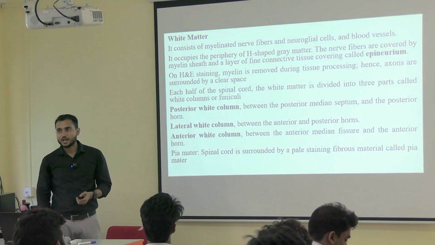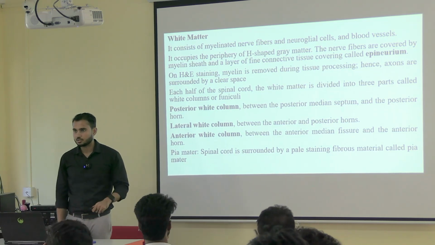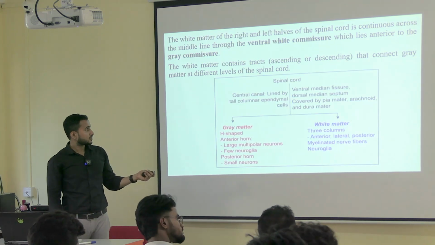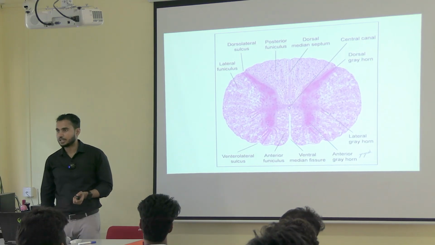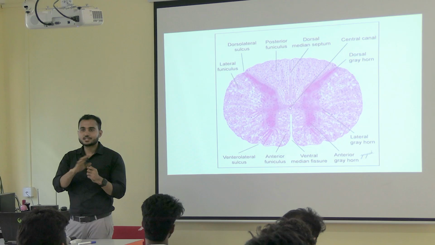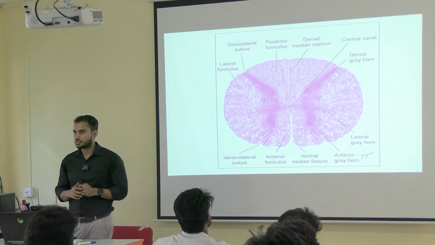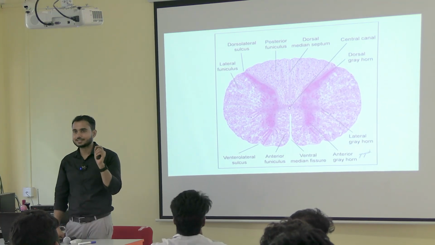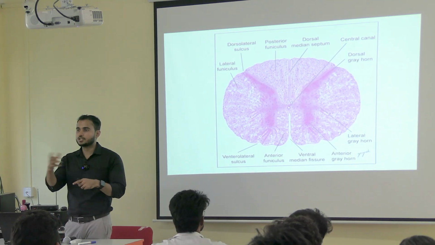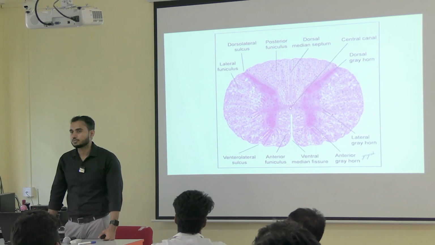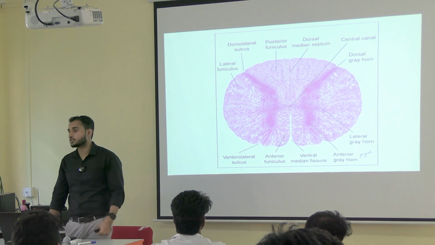Next, in the white matter, as you can see, there are the posterior white column, lateral white column, and anterior white column, which we have already discussed. Now the question is, histologically, whenever you see the slide under the microscope, whatever we have discussed is okay, but we have to identify the slide and the areas. Whenever you see the slide there will be no labelings. Then how will you identify which is the H-shaped area and which is the white matter? How will you identify which is the anterior side and which is the posterior side?